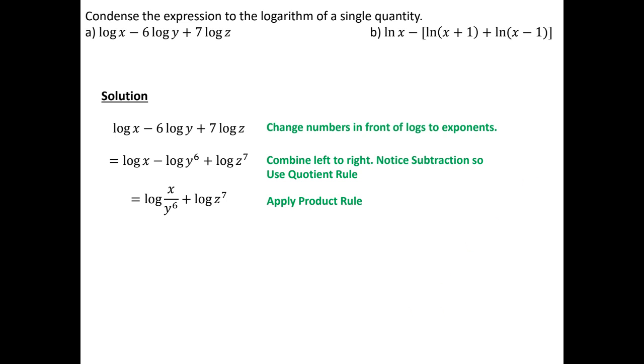And so I end up with log of x divided by y to the 6th times z to the 7th. So if I simplify, then I end up with x times z to the 7th divided by y to the 6th. Okay, so this is another example. The important thing here is if you don't have parentheses, work from left to right.